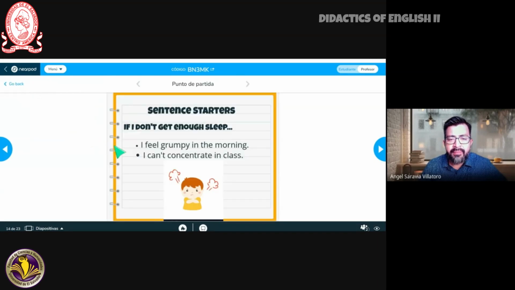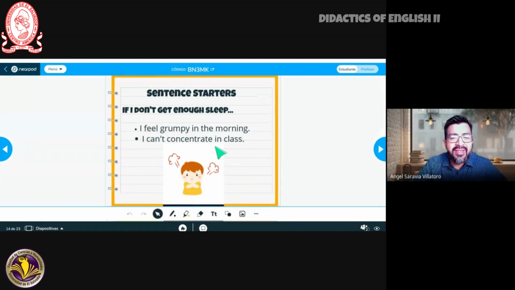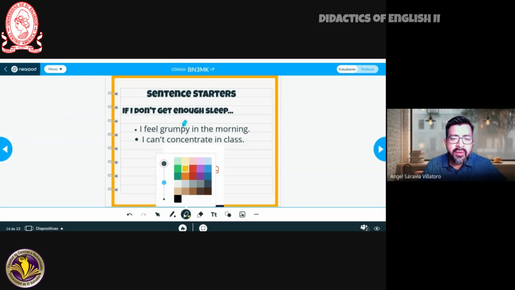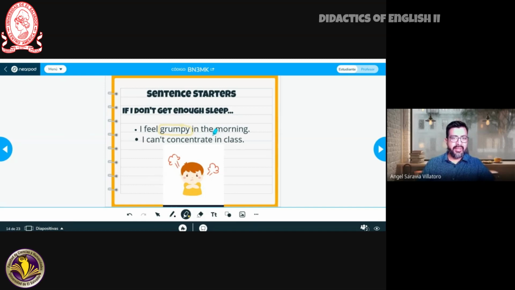Then there's another example, and this is the topic that we just discussed at the beginning. So if I don't get enough sleep, what is going to happen? I feel grumpy. Grumpy is a word that means you're not happy. If someone talks to you, you are angry. If someone doesn't talk to you, you are angry. So that means grumpy. You are angry, but you don't know why. You are pretty much like this, with your face like this, with your arms like this, and you are grumpy.